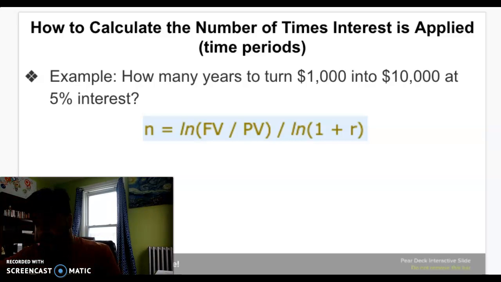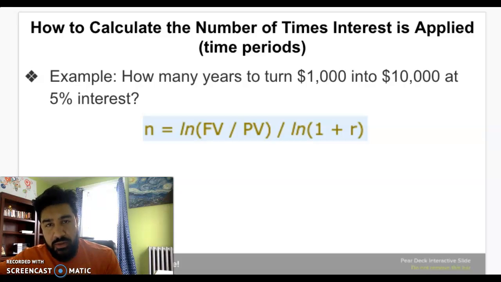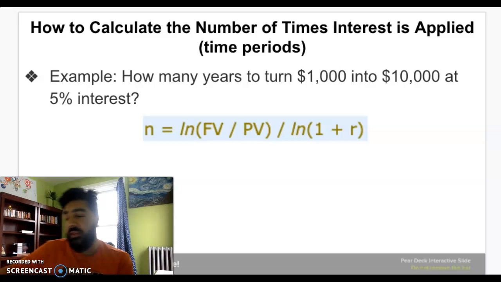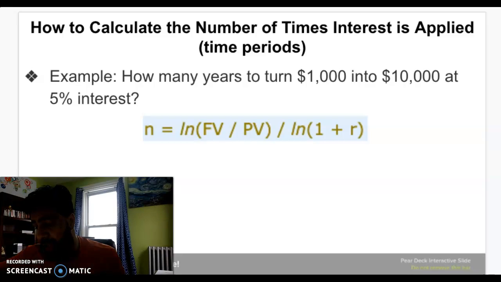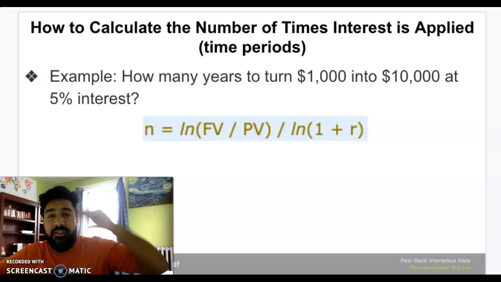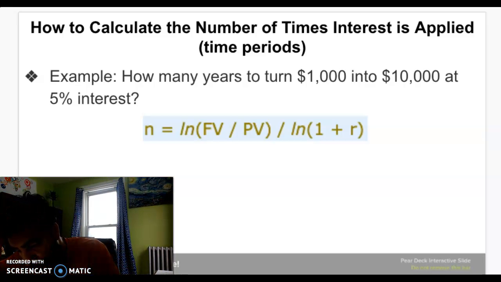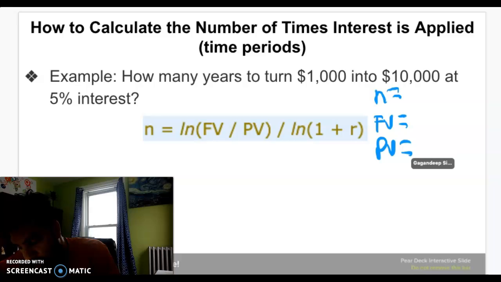So again, how many years to turn $1,000 into $10,000 at 5% interest? Remember, in this situation we're assuming that the interest is applied annually, because they haven't told us anything else. And I do want to be clear, remember, this is how many times this happens. So we don't know our n. We know our future value. We know our present value. And we know our interest rate.